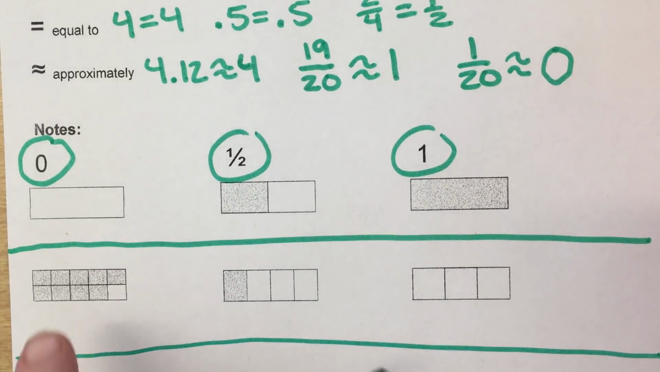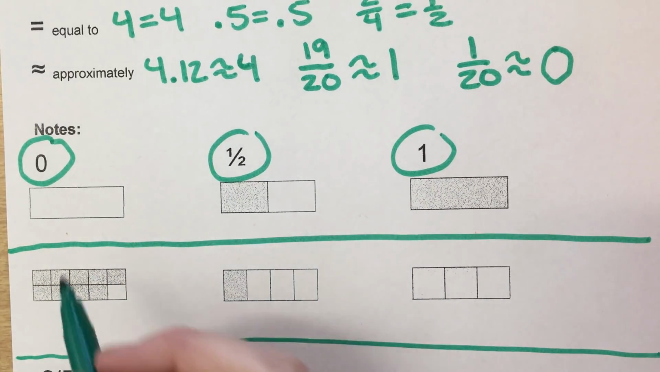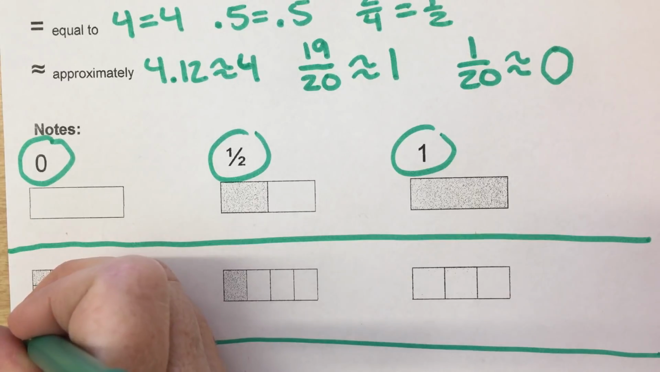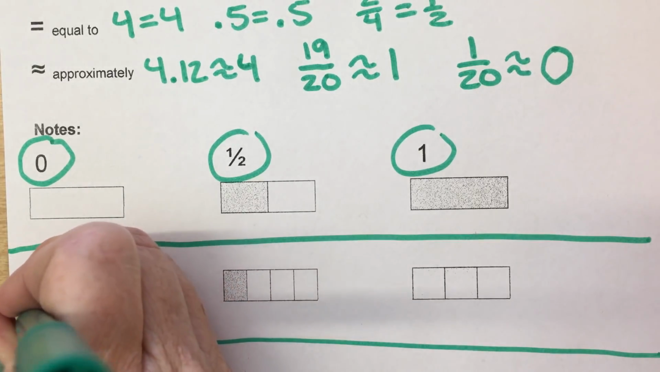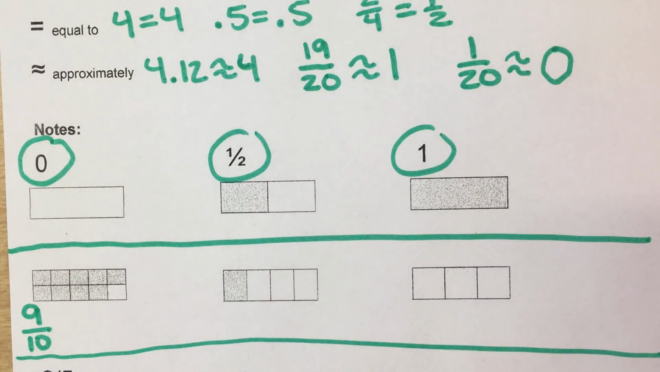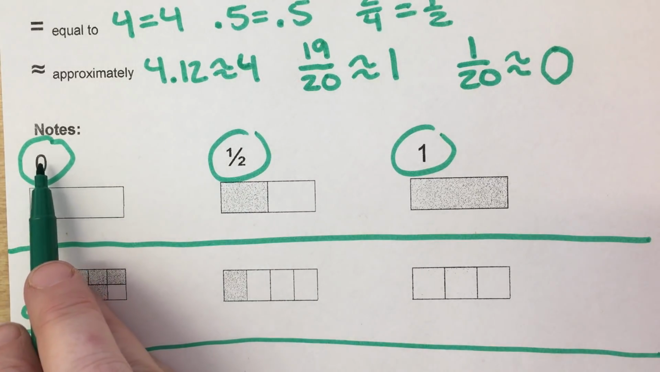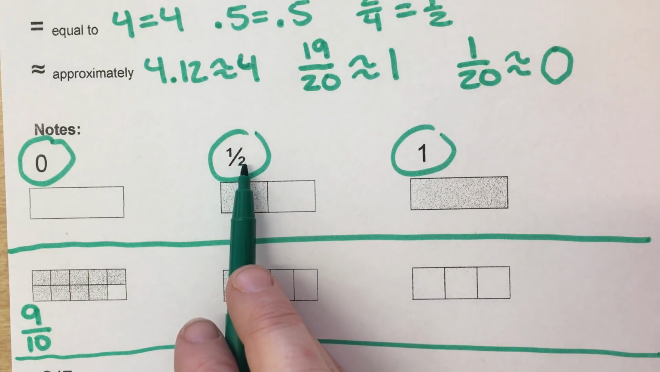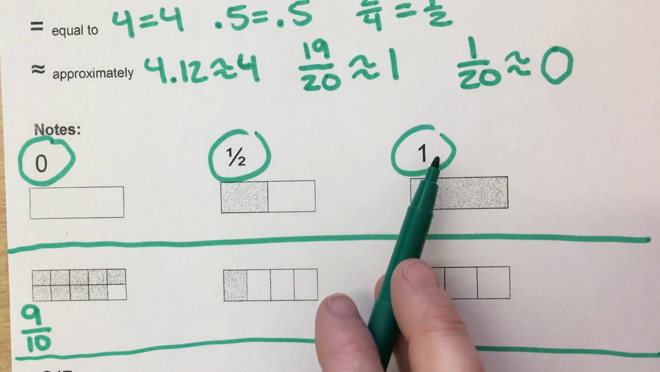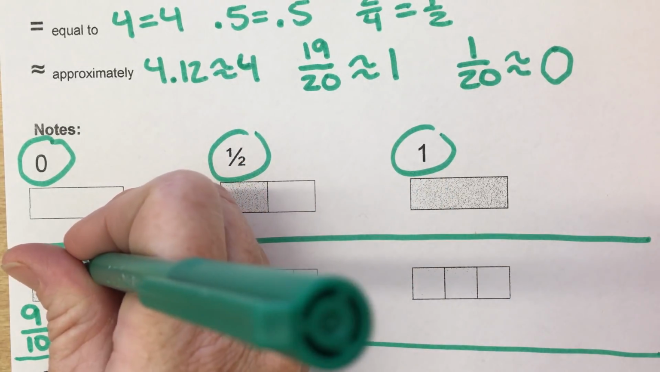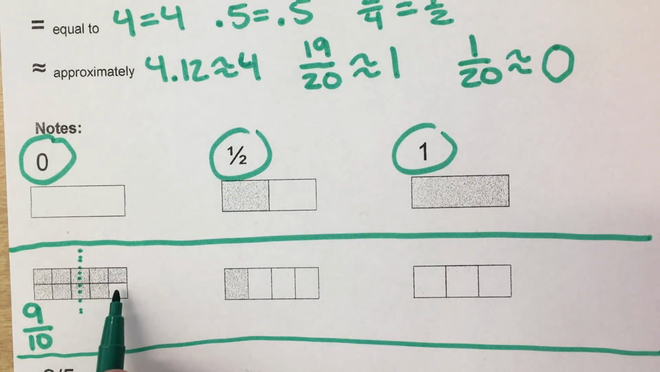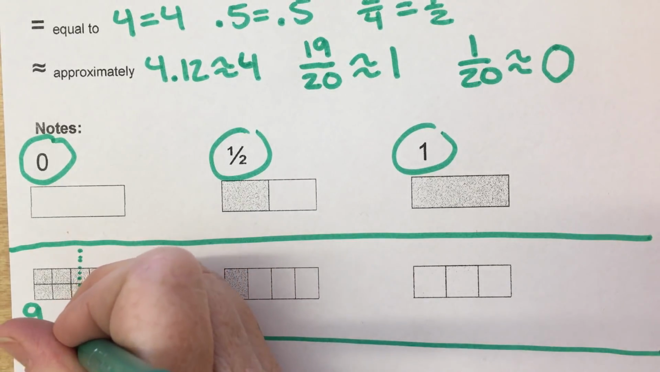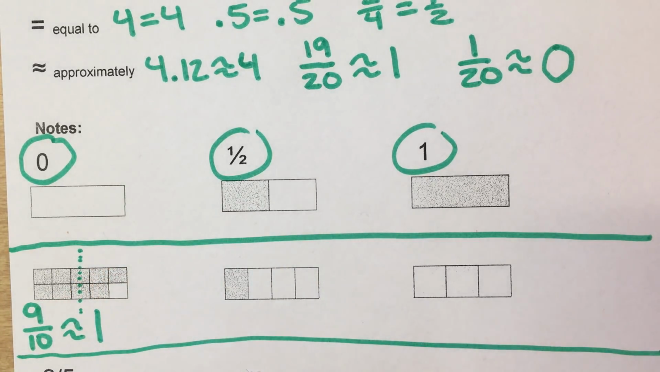So this one has been cut into 10 pieces, which means that's my denominator, and I have 9 of the pieces. So I want to ask myself, am I closer to having nothing? Am I closer to having half, or am I closer to having the whole thing? Sometimes I like to cut it in half to see, but this one is pretty clear. I have almost one whole. I have almost the whole thing colored in.